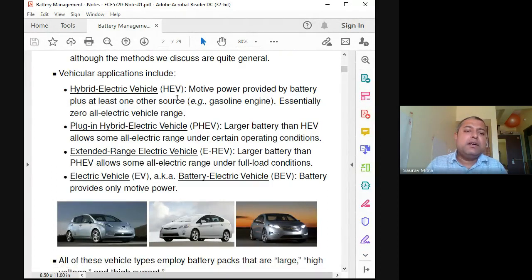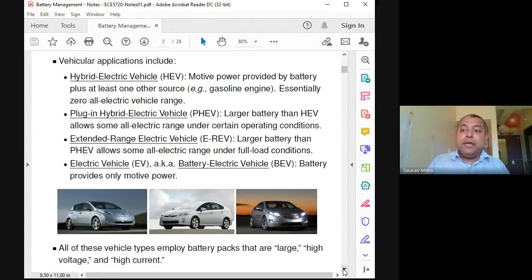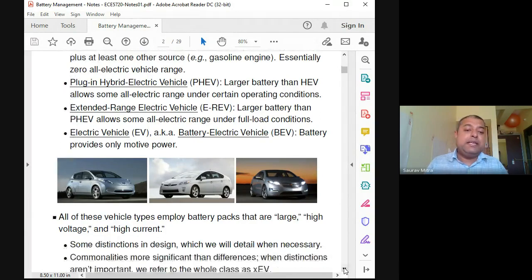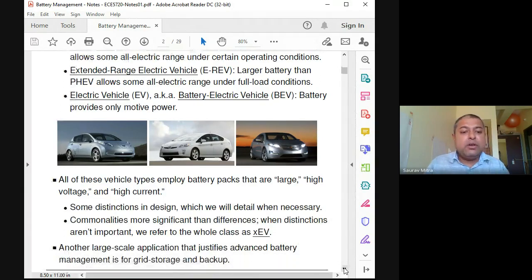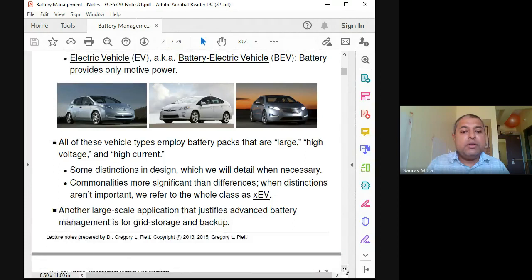But mainly we are concentrating our study on HEV and EV. EV is the electric battery vehicle, or BEV, battery electric vehicle. Only the battery provides the motive power. So BMS can be applied for EV, and for HEV. PHEV and EREV you can also take, and different kinds of vehicles using this battery management system are already given. All these vehicle types employ battery packs that are large, high voltage and high current.